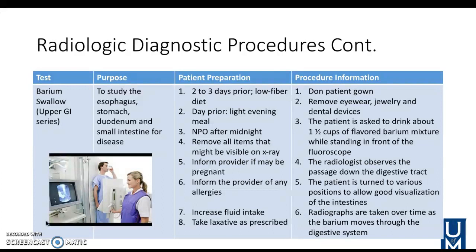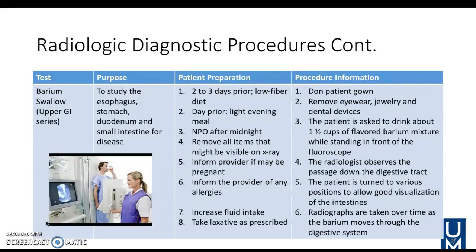So again, remember, we're watching it go down the esophagus, into the stomach, through the duodenum, and into the small intestines. And things we need to tell this type of patient is 2 to 3 days prior, they're going to start a low-fiber diet. The day before, they're going to have a light evening meal. After midnight, they're going to have nothing to eat or drink. They're going to have to remove all items that might be visible on an x-ray. Of course, we're going to tell the provider if the patient may be pregnant, and inform them if they have any allergies, because they may be allergic to that barium mixture.